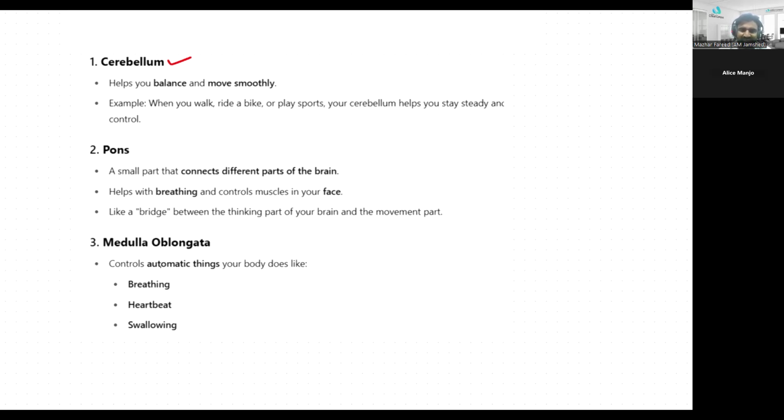The last part of the brain is the medulla oblongata. The medulla oblongata is connected with the spinal cord. It controls our automatic processes like breathing, swallowing, and heartbeat. These processes we cannot control; they are automatic, and all these automatic processes are under the control of the medulla oblongata. The medulla oblongata is the last part of the brain. Then the spinal cord starts from this and makes the backbone of the body.